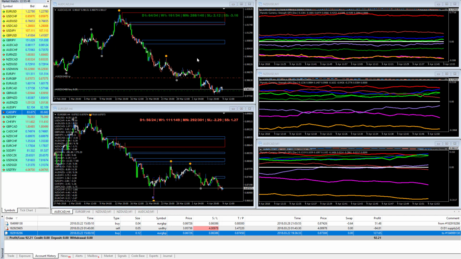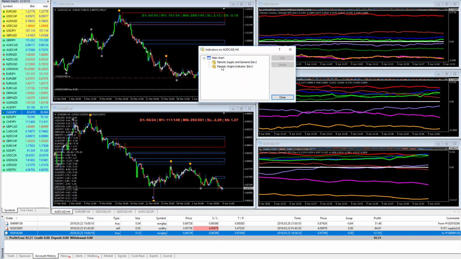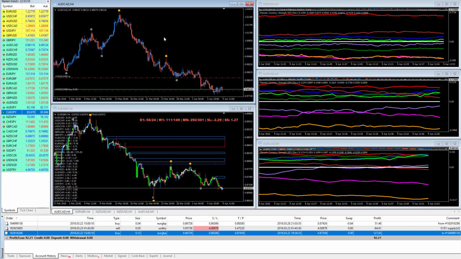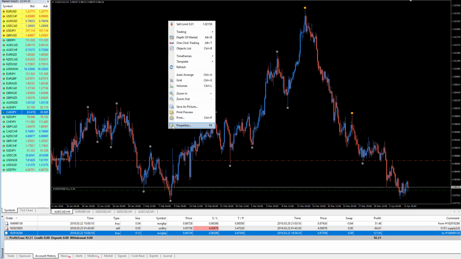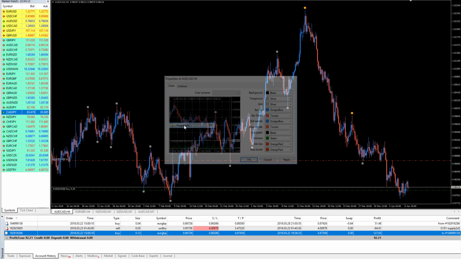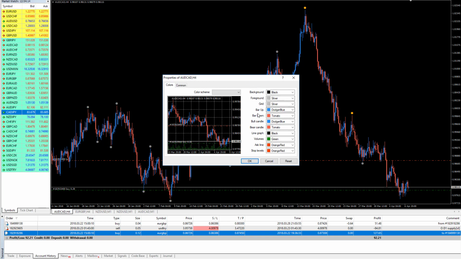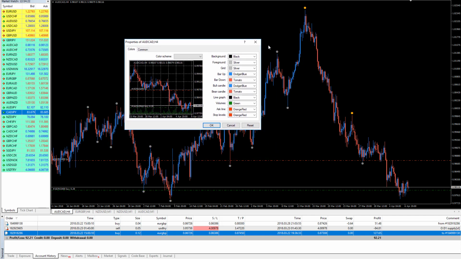Okay, so let me delete both of these. When you open a chart, your charts may look like this, or they may look like something else. I like to have mine blue for the bullish bars and red for the bearish bars, but you can customize this to suit your needs. Ultimately, you right click on the chart, you go to the properties, and here you can define the different colors: bar up, dodger blue; bar down, tomato. Then we have the bull candle and the bear candle there. You can put these to whatever you want.